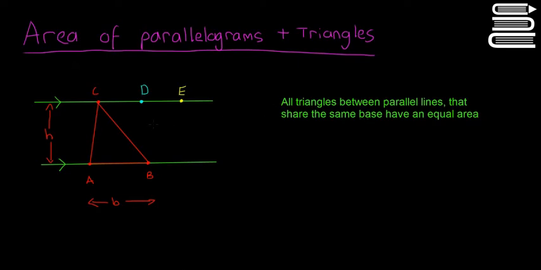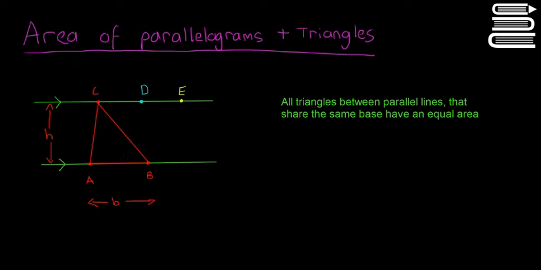So any triangle between those two parallel lines that shares the same base, say for this example here, we have the points A and B, and we're going to call that the base of our triangle. So any triangle with that base that connects to the top line is going to have an equal area. So we'll just show why that is.